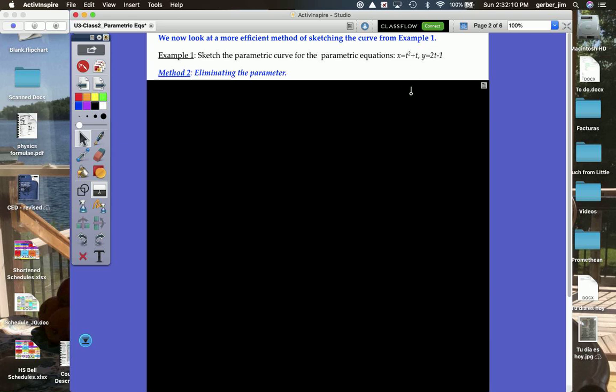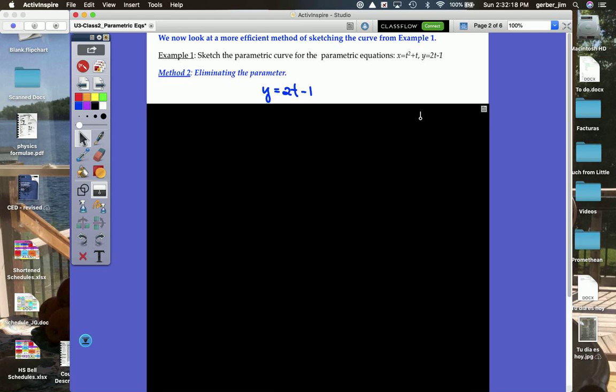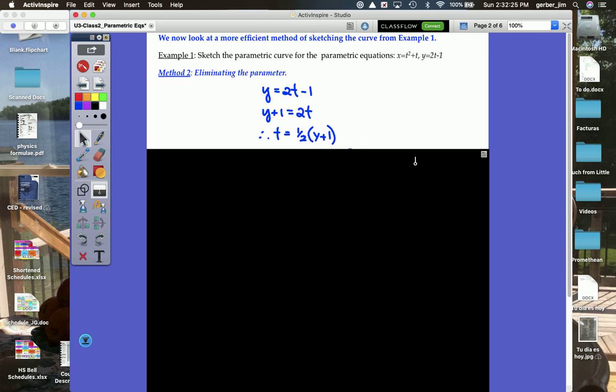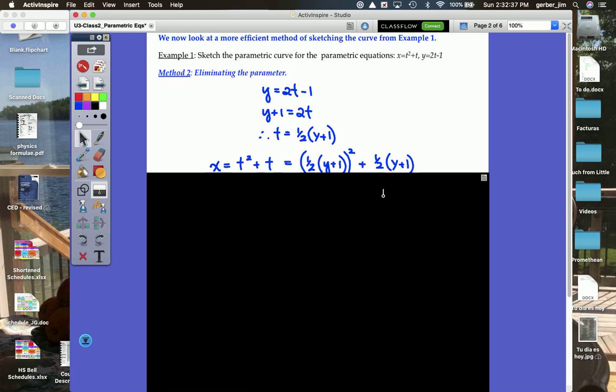The way we do that is by recognizing that the easiest of these two equations to solve for would be the y equation. And we get y equals 2t minus 1. Now, if I want to isolate t, that's quite easy to do. I move the 1 to the other side, I divide both sides by 2, and I'm left with t equals a half of quantity y plus 1. And now that I know what t is, I could take this t value and substitute it in for x, and I would then have an equation involving x and y.